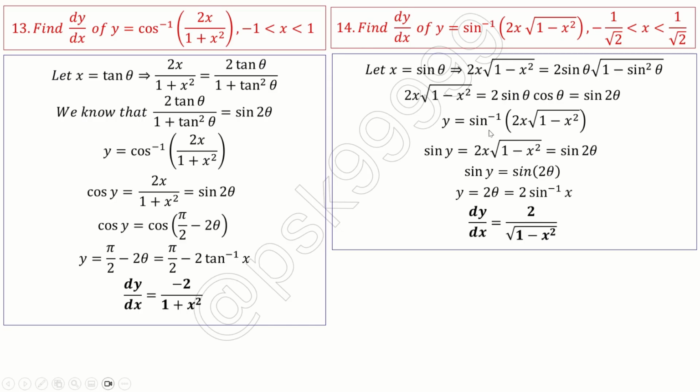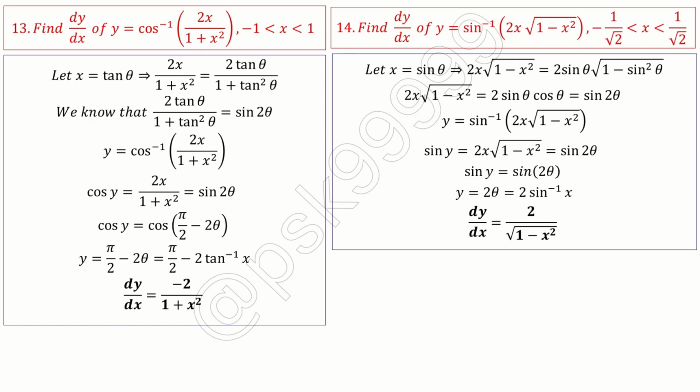So y is equal to sin inverse of this value, which is nothing but sin y equal to sin 2 theta. So y is equal to 2 theta, which means y is equal to 2 sin inverse of x, which means dy by dx equal to 2 divided by square root of 1 minus x square, okay? So this big expression is as good as y equal to 2 sin inverse of x. See how simple. If you are good at trigonometric equations, you should be able to solve these problems very easily.